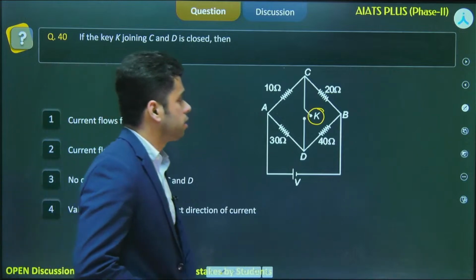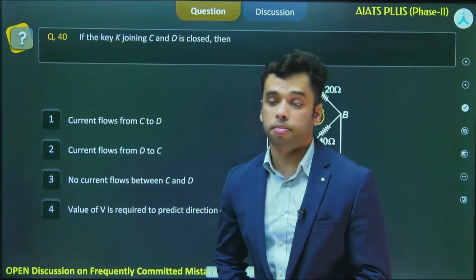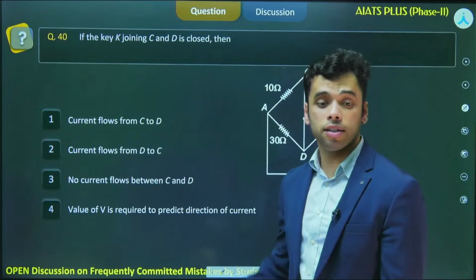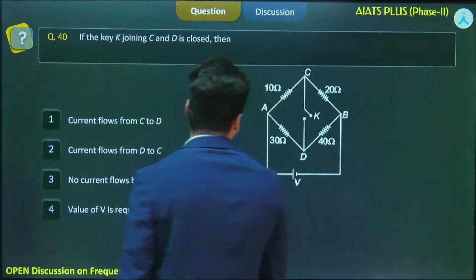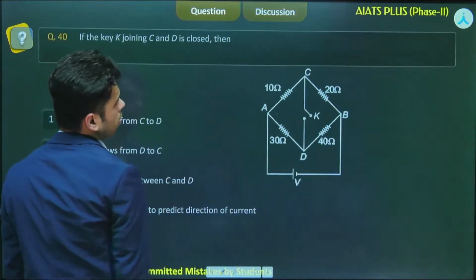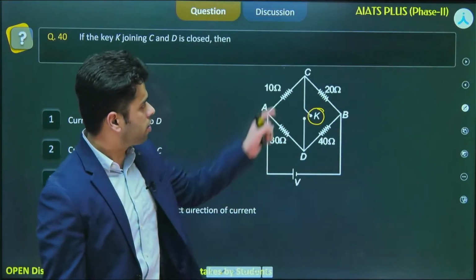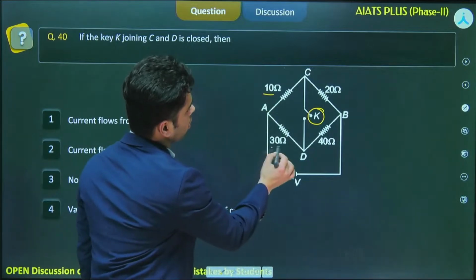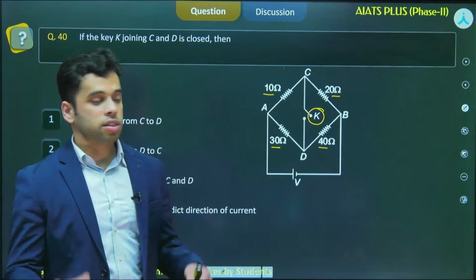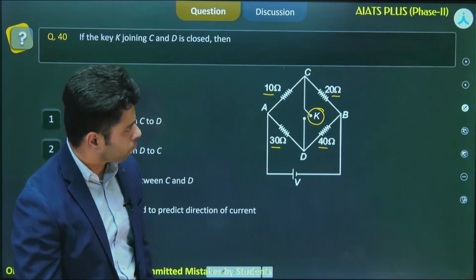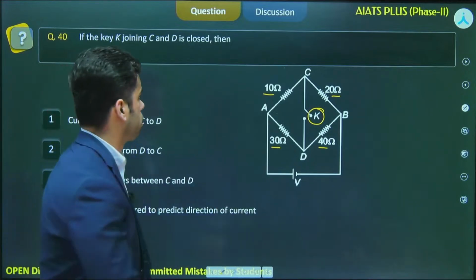So dear students, this is a difficult problem as per my suggestion. Let us try to solve this problem. So let me draw the figure for you. Let's work on this figure only. This resistance is 10 ohm, this resistance is 30 ohm, this one is 20 ohm, and this one is 40 ohm. My first guess is that it is not a balanced Wheatstone bridge.